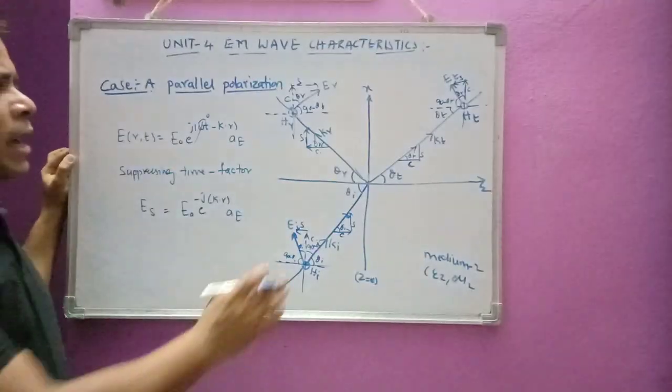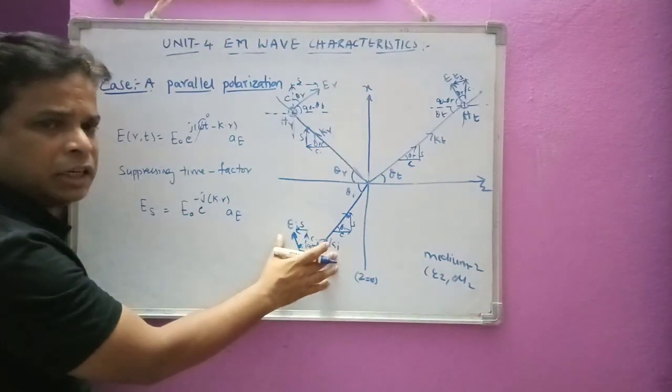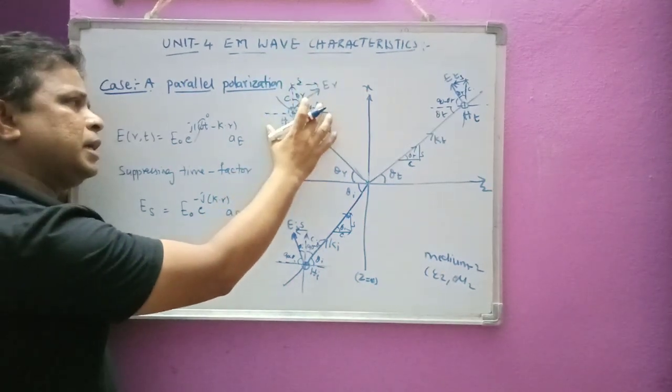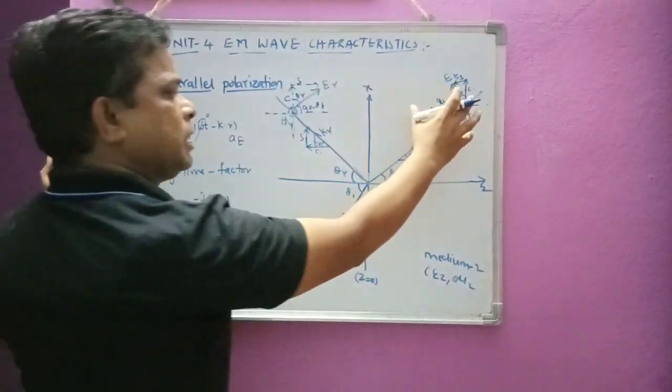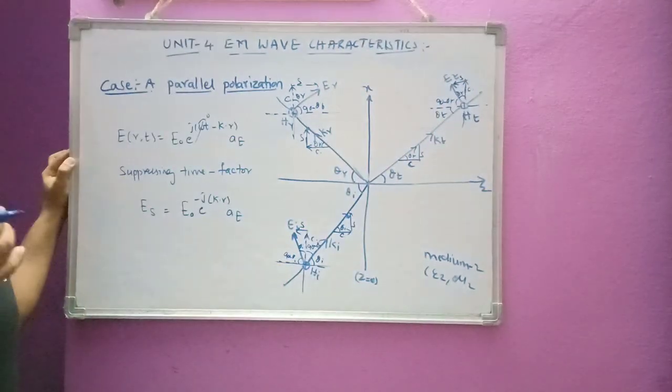Now I have to use this diagram. I have to write the equations for the incident electric field and magnetic field, the equations for the reflected electric field and magnetic field, and the equations for the transmitted electric field and magnetic field, very carefully by looking at this diagram.